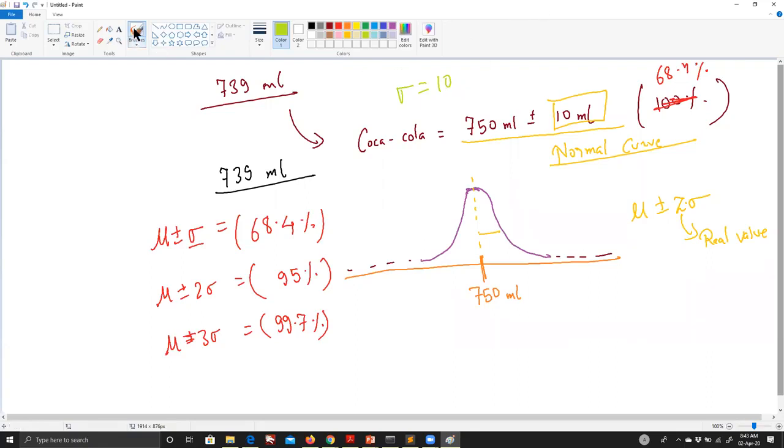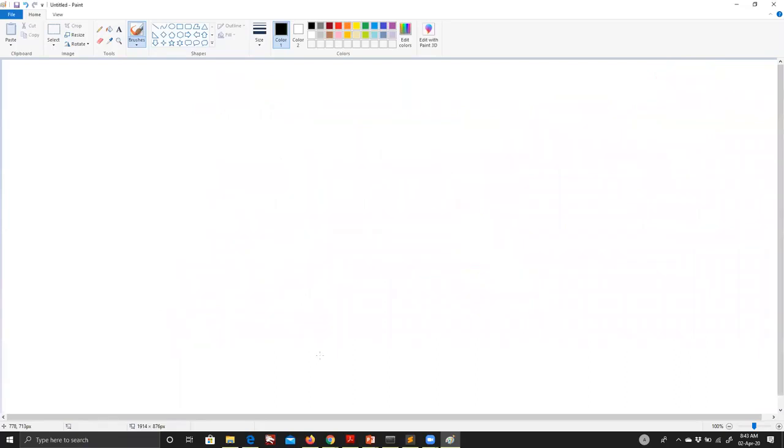What if the 10 ml was 2 standard deviations then? 95% of the bottles will get it. Exactly. And 3 standard deviations? 99%. Very good. So now look how people will fool you.